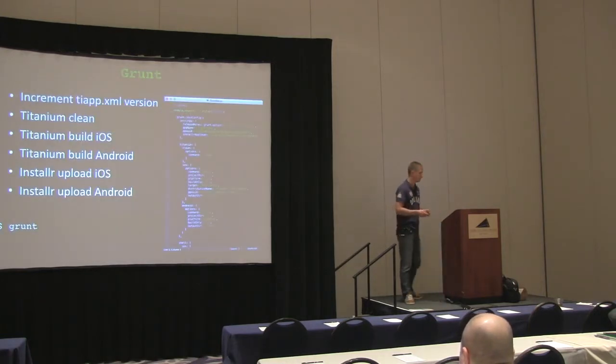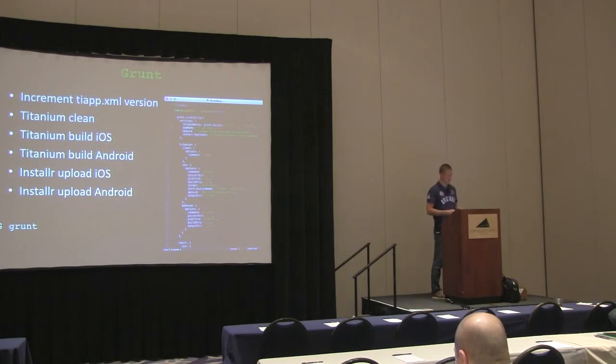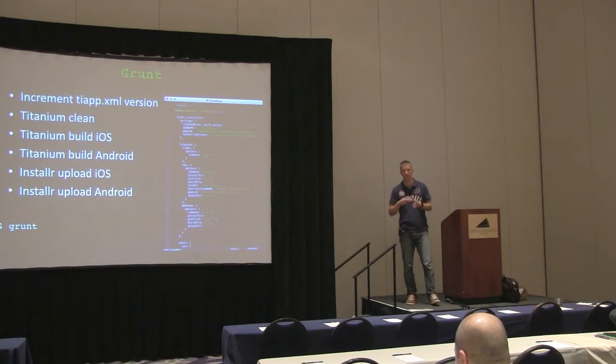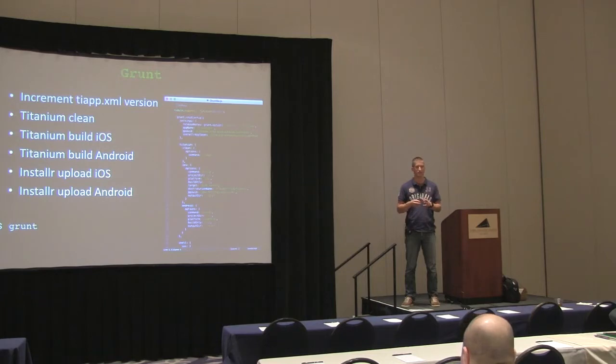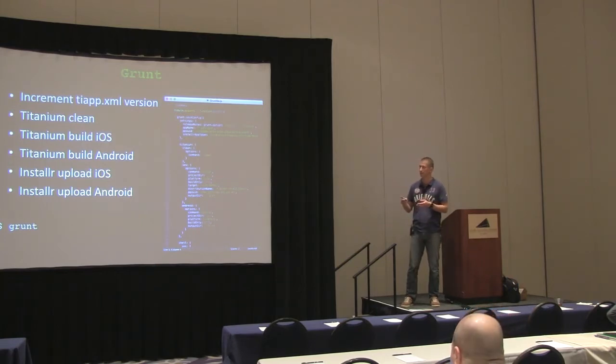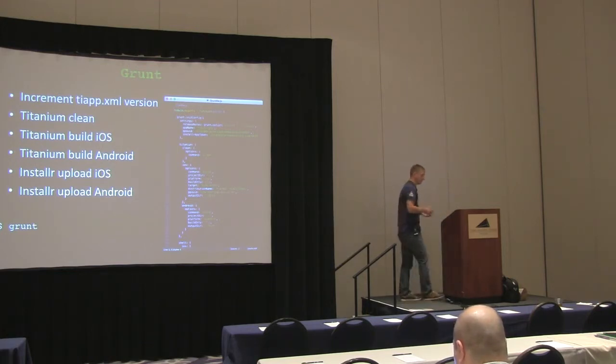So an example of what you can do with this is this file that I'm going to show you. Let's say, for example, I want to have some kind of simple continuous integration for a Titanium project. So I'm done with my changes and I want to upload a new version to my testers, to my client. So I want to increment the version in tiapp.xml. I need to clean the project, build it for iOS, build it for Android, and upload the installer for both of the versions. So that's all I need to do.